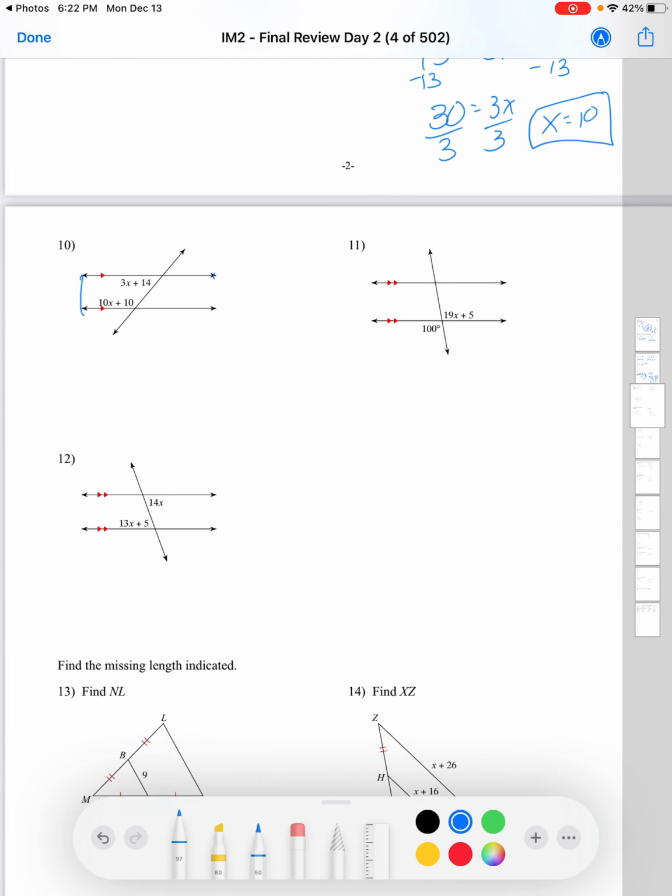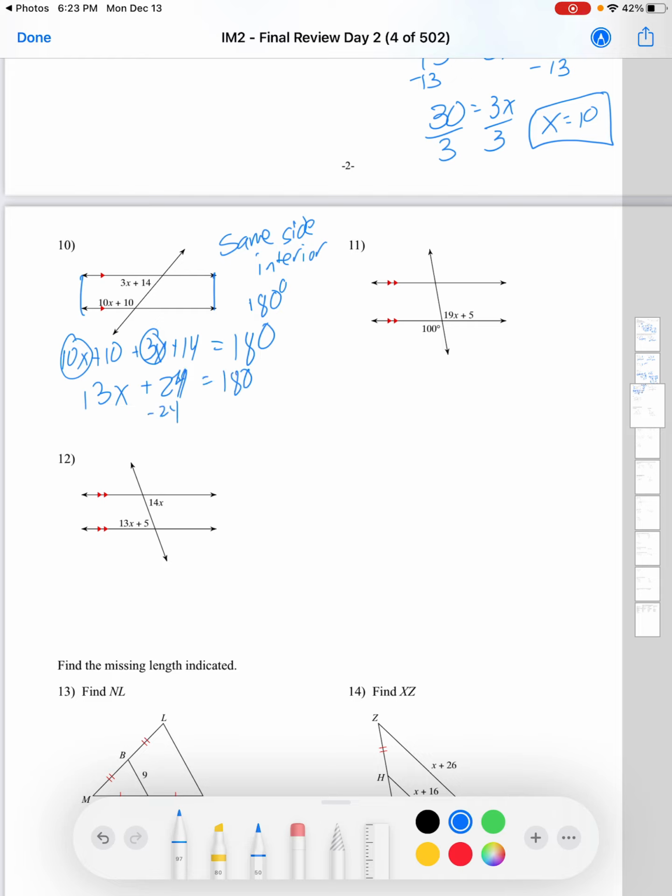Okay, draw a house. These are same side interior. And those are the only ones that add to 180. All the others will equal. So those have to add to 180. 10x plus 10 plus 3x plus 14 equals 180. 13x plus 24 equals 180. Subtract 24. 156 divided by 13. X equals 12 is the answer.